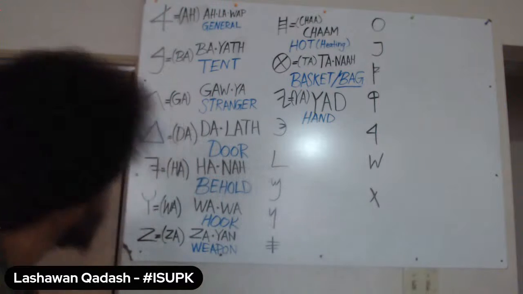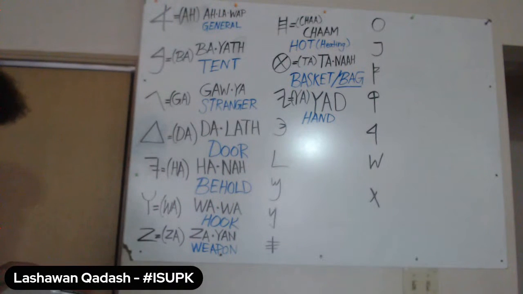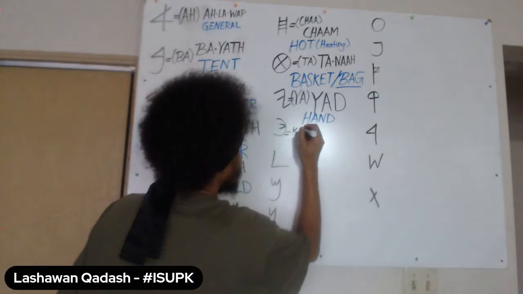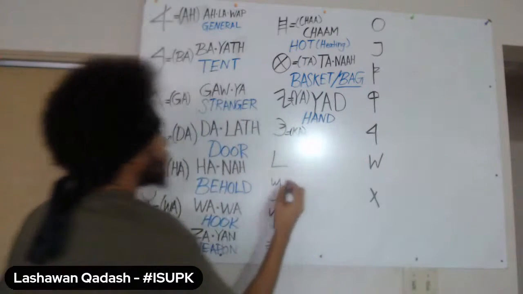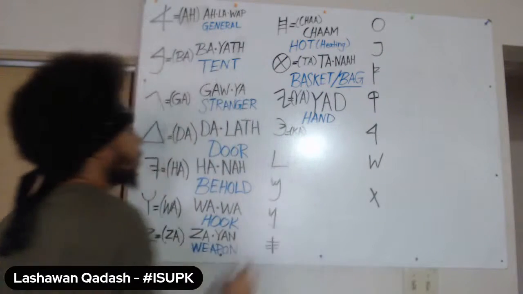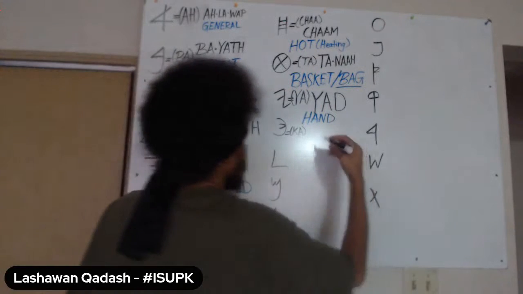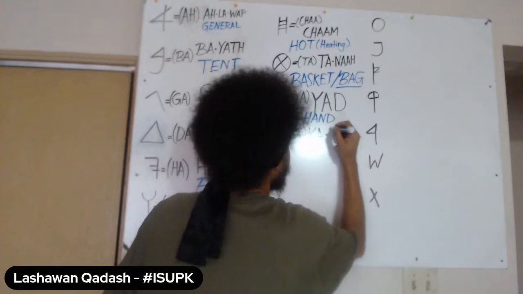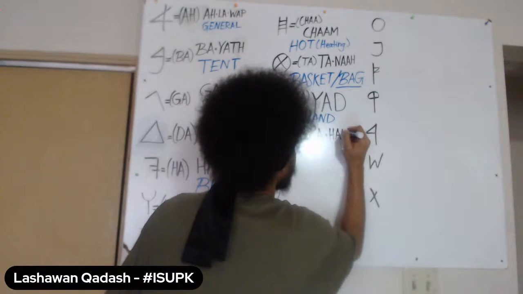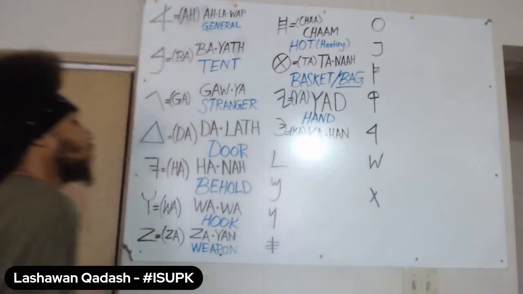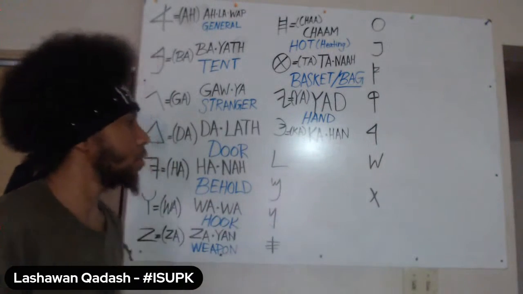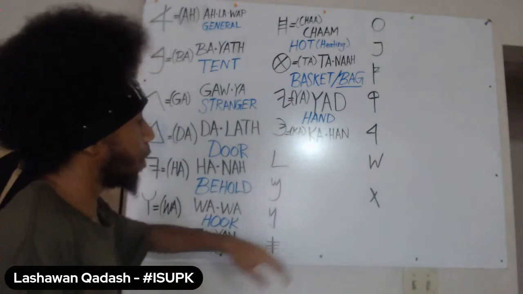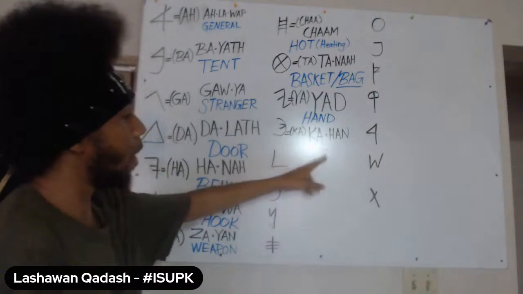Okay. Let's keep it going. Next, we have the ka. K-A. It's right here. The ka. The word is kahan. The word is kahan. There's a captain by the name of Kahan. There's a captain by the name of Kahan Thamyad.